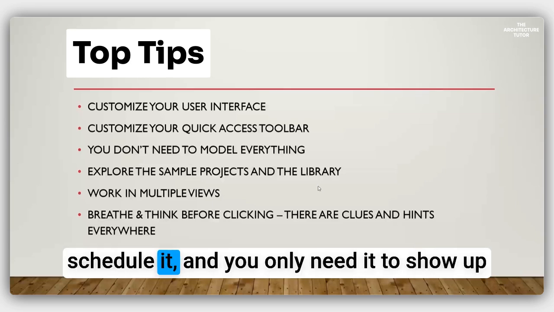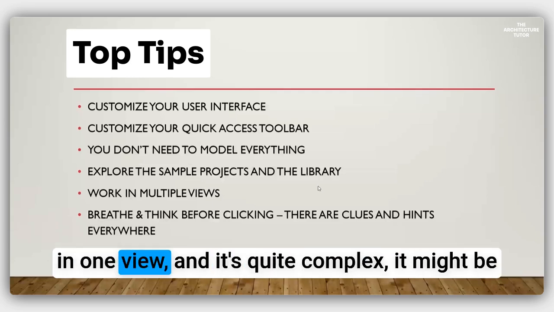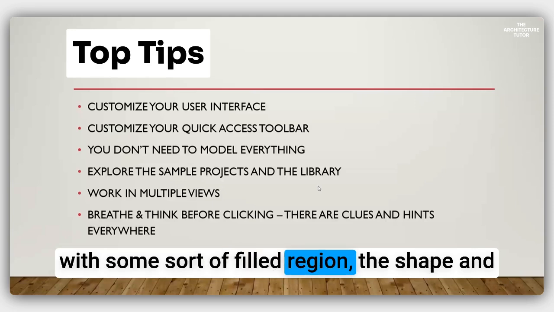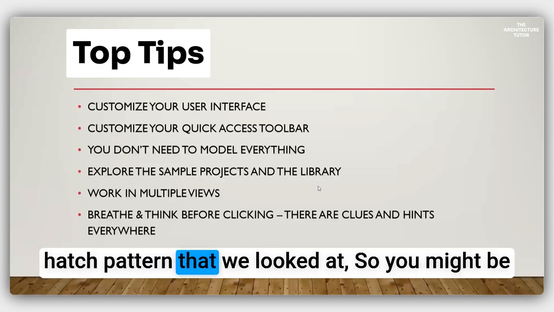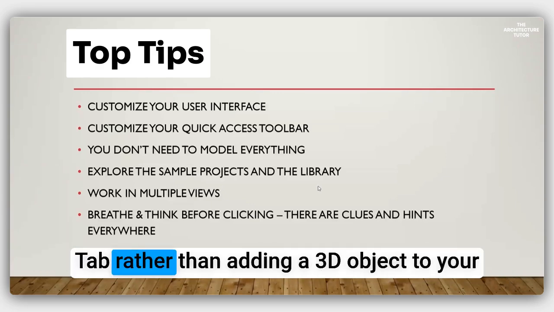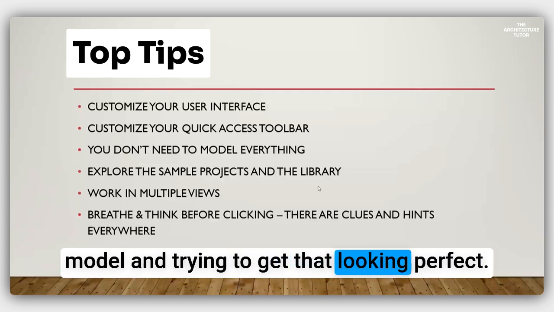If there's a part of your project that you don't need to ever render, you don't need to ever schedule it, you only need it to show up in one view, and it's quite complex, it might be worthwhile just drawing it with detail lines or with some sort of filled region, the shape and hatch pattern that we looked at. So you might be able to use anything like that from the annotate tab rather than adding a 3D object to your model and trying to get that looking perfect.